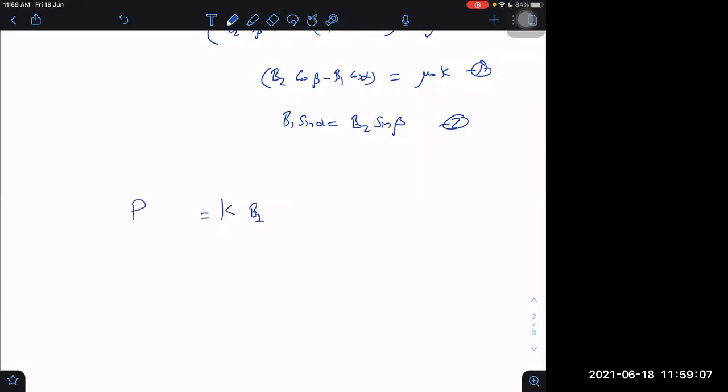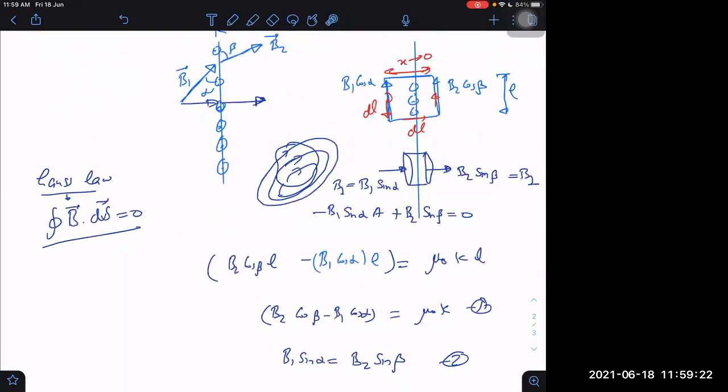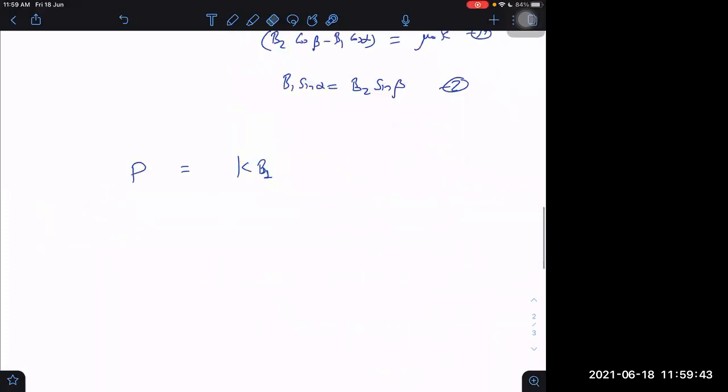That will be pressure or not? K into B perpendicular. Right? Yes, sir. K into B perpendicular. In which direction will it be? K is outwards, K cap, and B perpendicular is I cap, K cross I. Inward, sir? K is outwards. Then K cross B is in which direction? Upward, sir. Is it pressure then? It is not pressure.